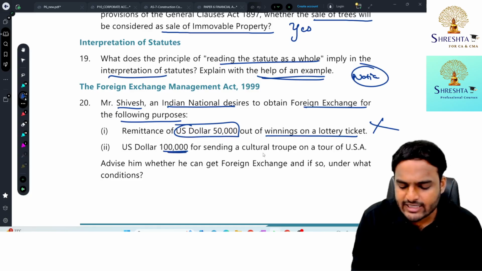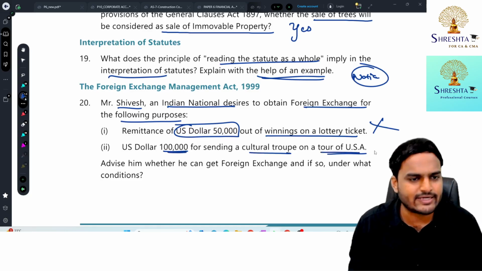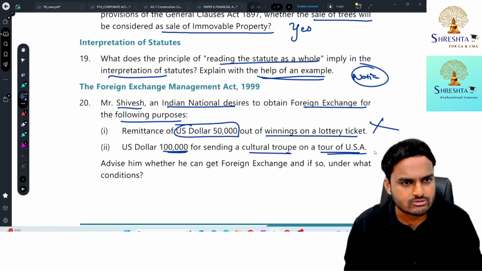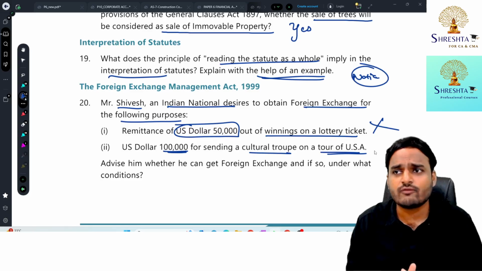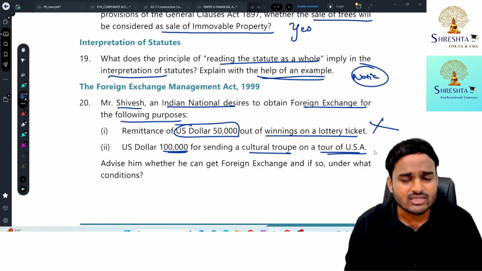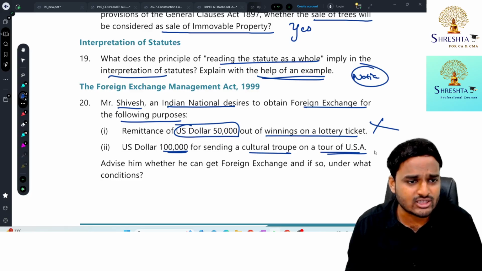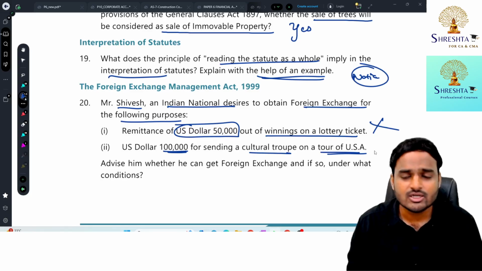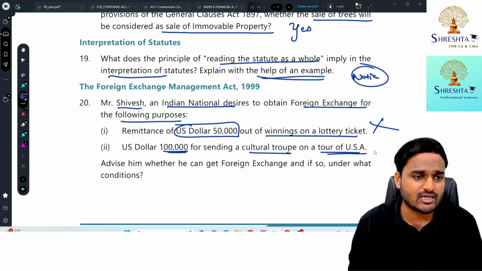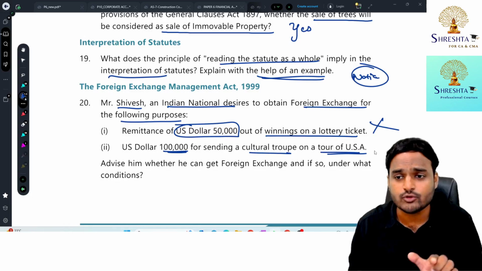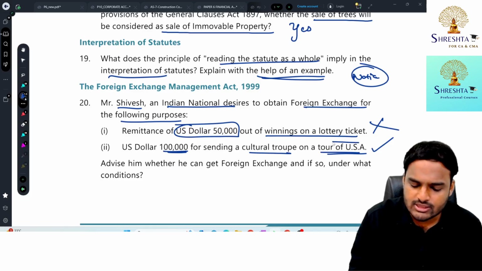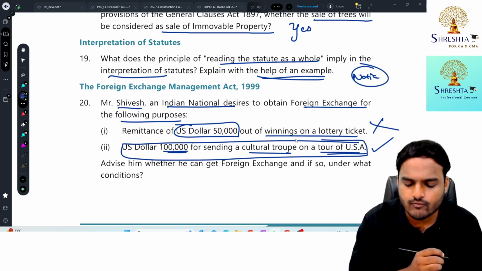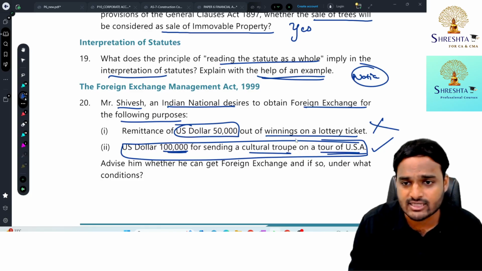$1 lakh for sending a cultural troupe on a tour of USA. So here permission is required. Central government approval is required. Ministry of Human Resources Development, and there is a department of education and culture. You need to get approval from that department. So after getting permission, after getting approval, you are permitted to withdraw foreign currency for carrying out this transaction.